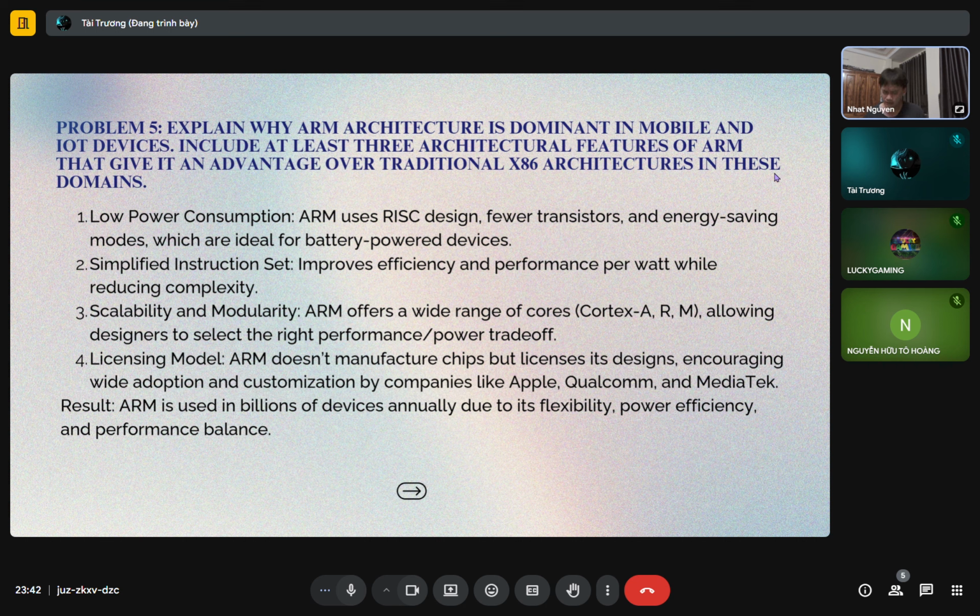The fourth is the licensing model. ARM doesn't manufacture chips but licenses its designs, encouraging wide adoption and customization by companies like Apple, Qualcomm, and MediaTek. The result: ARM is found in billions of devices annually due to its flexibility, power efficiency, and performance balance.